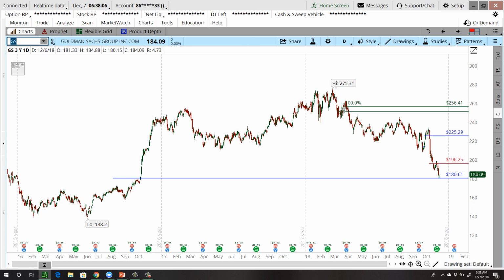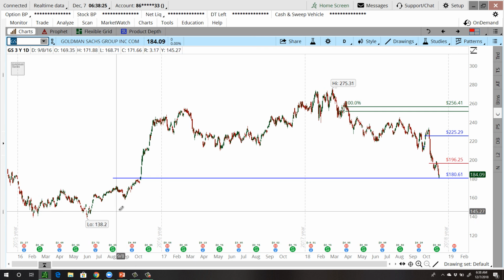Another one yesterday that finally met our target was Goldman Sachs. We'd shorted a Goldman Sachs position up in here and then moved that stop all the way down. So those of you that stayed in it the whole way, rode it down from our 225 all the way down to 180, that was a really, really nice swing trade, if you held on and ran it the whole way.